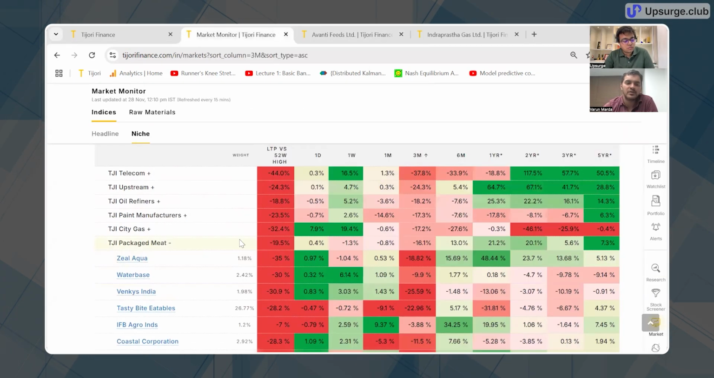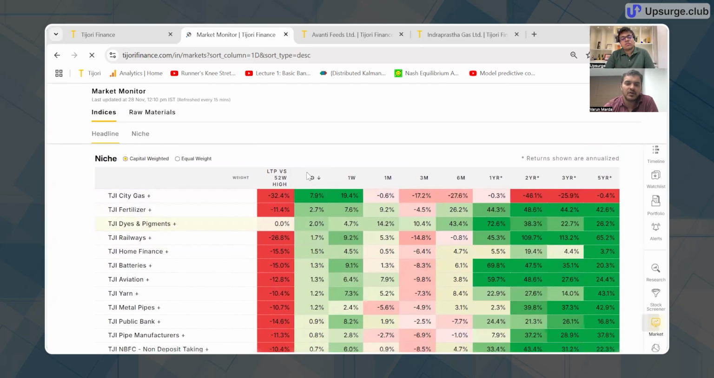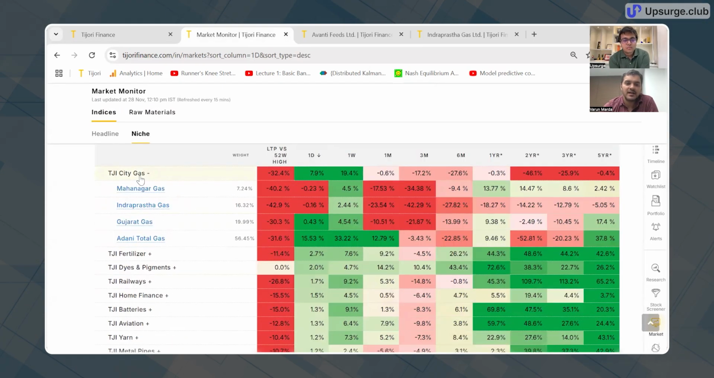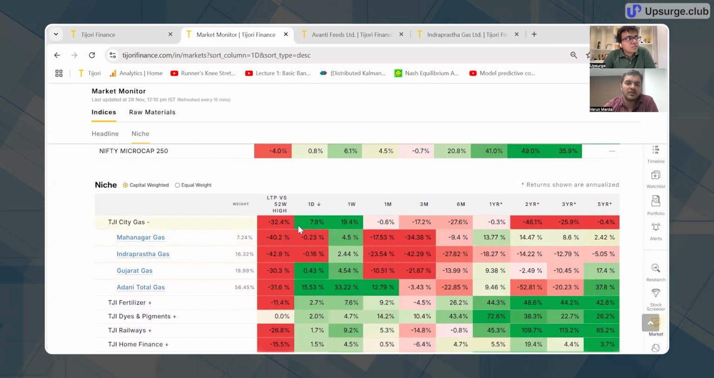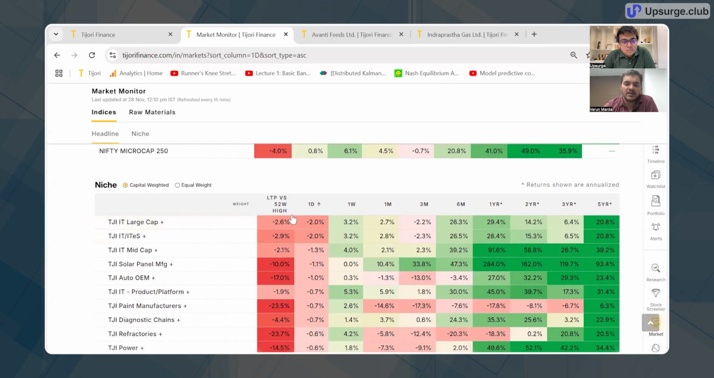So this is a highly used page. You can also come and check it every day just to see what's happening. So today the sectors have gone up, I guess because of Adani, and you can check what's doing badly. IT large cap is doing badly. It's just a gauge of what's happening in the markets today.